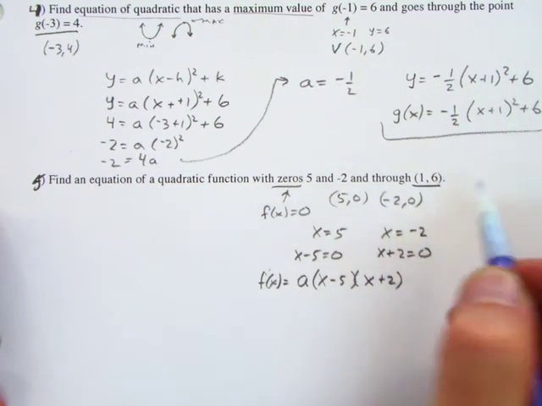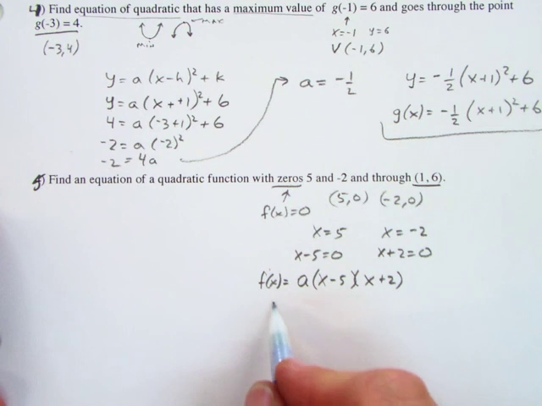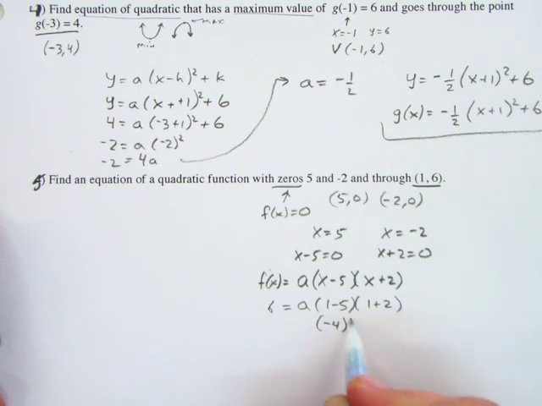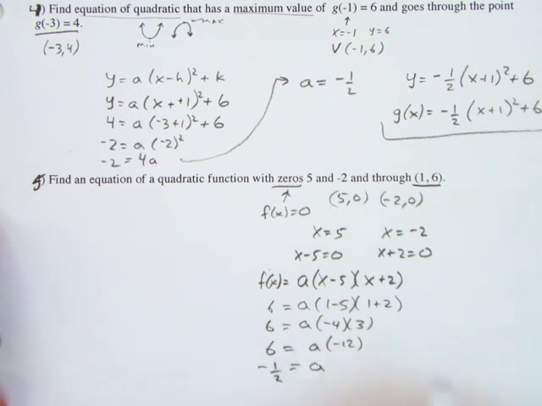Looking at the problem, it goes through 1, 6. That means we can plug this in. We have a times 1 minus 5 times 1 plus 2. So we have negative 4 times 3 times a equals 6. 6 equals a times negative 12. So a is negative 1/2.